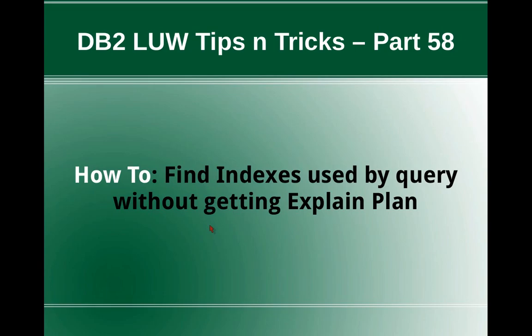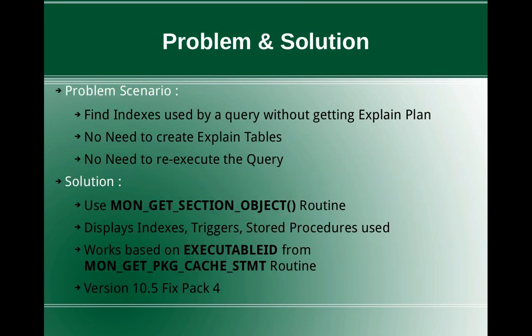Welcome to DB2 LUW Tips and Tricks video tutorial part 58. In this video tutorial, I'm going to talk about how to find indexes used by a query without getting an explain plan. This slide talks about the problem and the solution. So the problem scenario is we want to find indexes used by a query without getting an explain plan. Suppose you execute a query, after the execution, you want to find out whether it used that particular index or not.